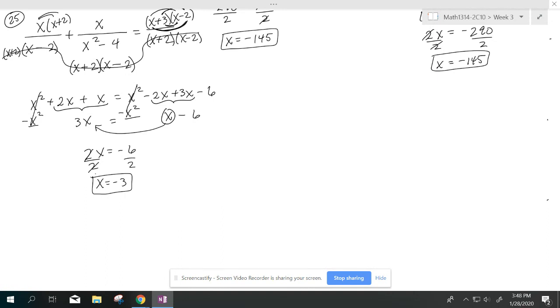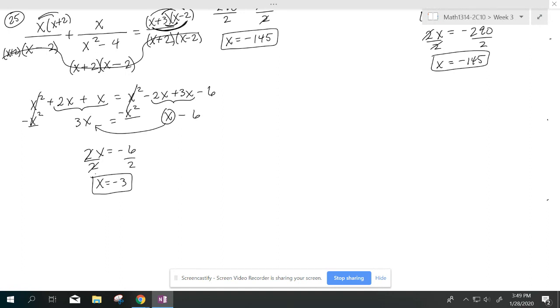Questions? Why were you able to subtract the x squared from both sides? Whatever you do to one side, you have to do the other. And so the reason I did that is I noticed if I minus x squared from x squared, they cancel. But the same thing happens over here. Okay?